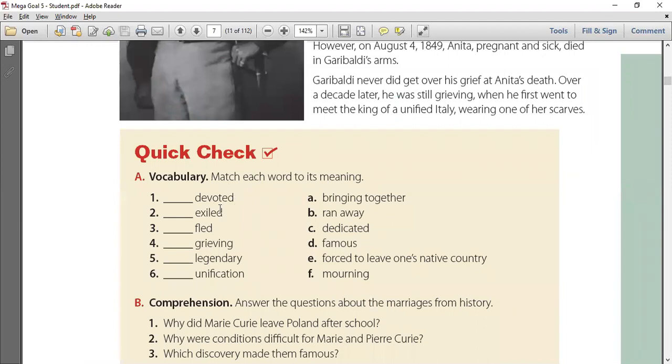Now we have devoted, exiled, fled, grieving, legendary, and unification. Now, what do you think the meaning of devoted is? Bringing together, or run away, dedicated, famous, forced to leave one's native country, or mourning? Devoted means that someone is working hard on something, so he doesn't do anything other than working on this thing. So she's devoted to her job. The meaning of devoted is what? Dedicated. Yes, thank you. C. Yes, it's dedicated. So number 1 is C, dedicated. Number 2, what do you think the meaning of exiled is?